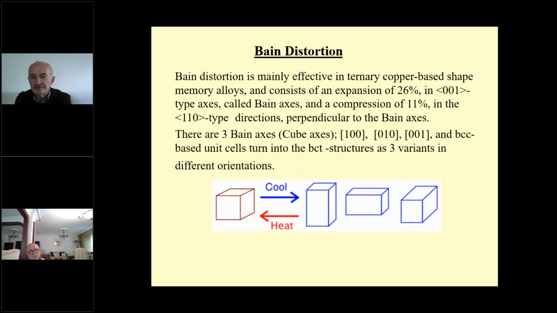Bain distortion is mainly effective in ternary copper-based shape memory alloys and consists of an expansion of 26% along the 001 type axis, called the Bain axis, and a compression of 11% in the 100 type direction perpendicular to the Bain axis. There are three Bain axes. These are the cube axes 100, 010, and 001, and BCC based unit cells turn into body-centered tetragonal structures as three variants at different orientations.